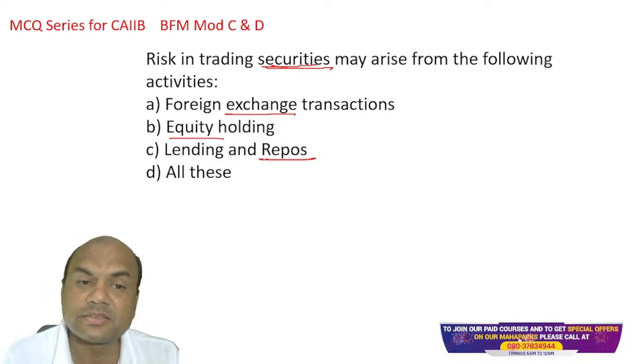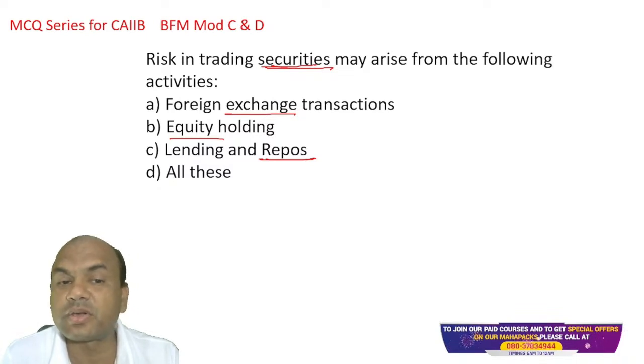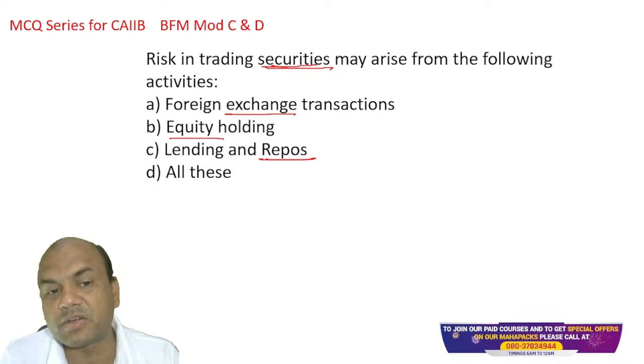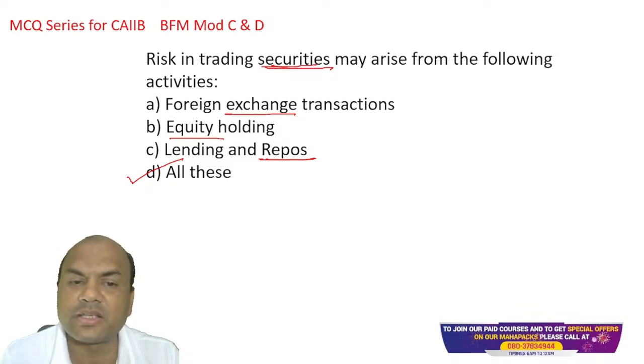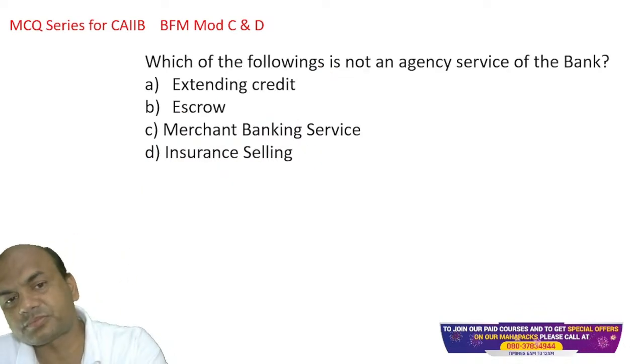Right? So what is the answer? Correct answer over here? Comment section. Answer is A, B, C or D? D. Correct? Risk in trading securities may arise from the following activities: exchange, equity, repos, all of these.